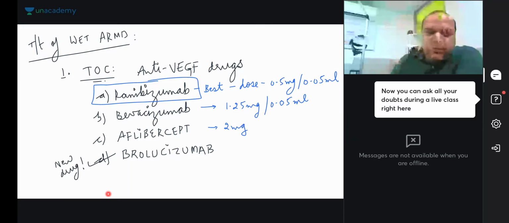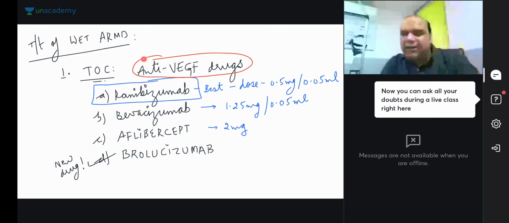I hope when I ask you the question, where will you give the anti-VEGF drugs? Will you give them intravitreally? Will you give them intravenous? Will you give them oral? I hope it is very clear that the pathology is in the retina, guys. So because the pathology or the pathogenesis is in the retina, I need to give the drug near the retina.